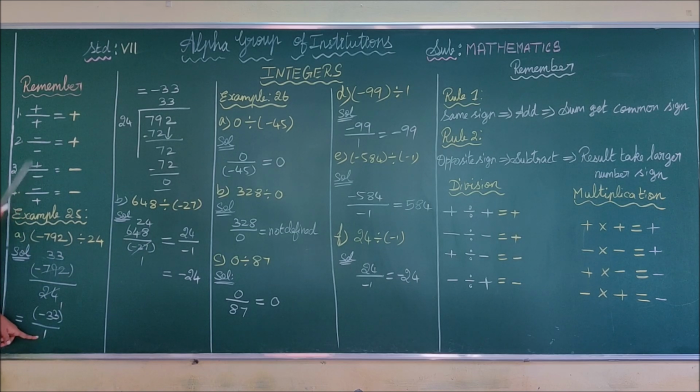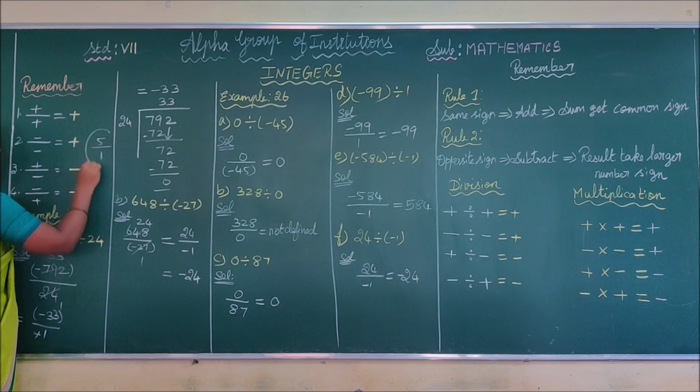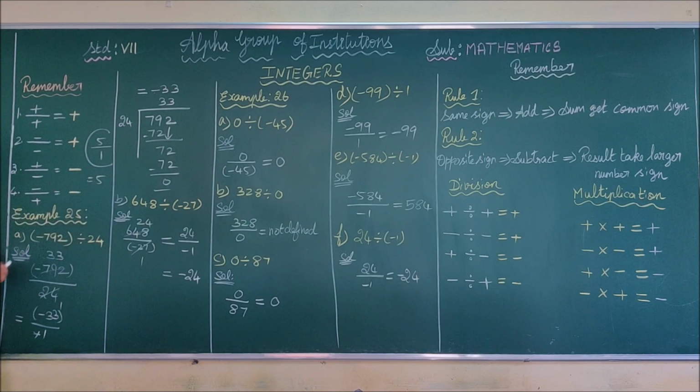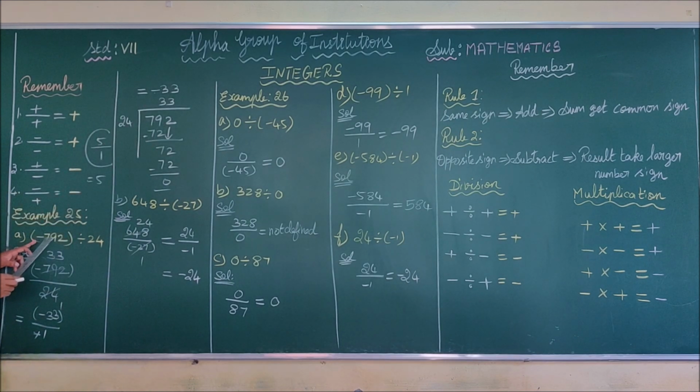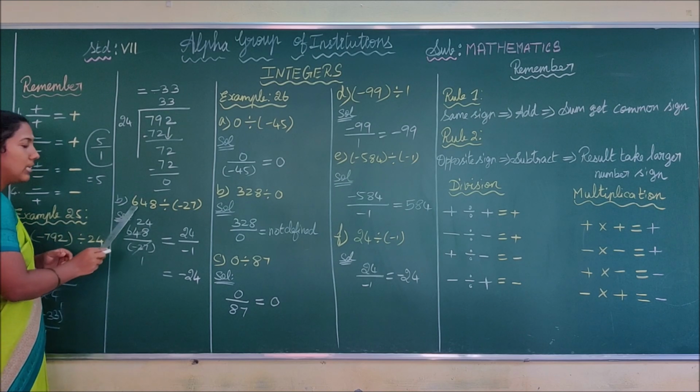As per the rule of division, minus by plus is equal to minus. Thus, the denominator contains the symbol plus, so you get the answer minus and the numerator 33. If the denominator contains 1, suppose like this 5 by 1, you have to write 5 only. Similarly, here you get minus 33 by 1, so no need to write the 1. You have to write only 33. So we are writing minus 33. Thus, minus 792 divided by 24 is equal to minus 33. It's clear, children?